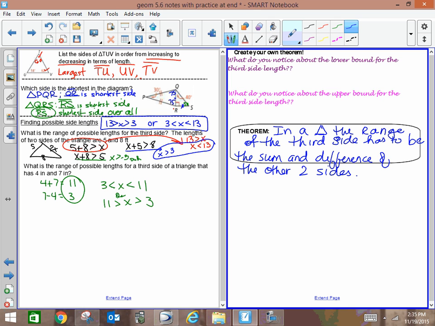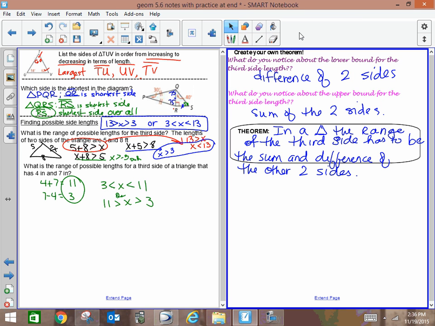But we talked about, what did you notice about the lower bound? That was the difference of the two sides. That's your lower bound. And the upper bound is the sum of the two sides. It just makes me worry about the bigger-than and the third side. Yeah, I wouldn't worry about that. That's kind of just like writing an inequality properly. I wouldn't worry about that. Good question, though. Okay.